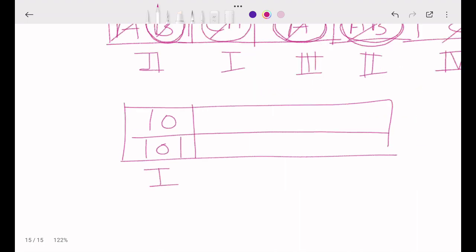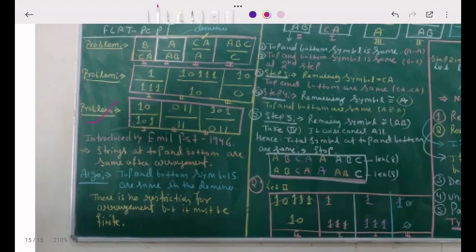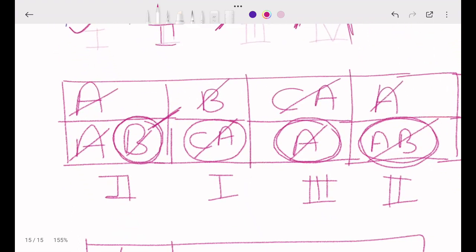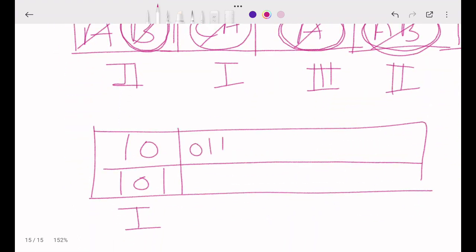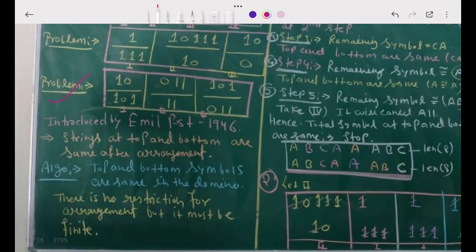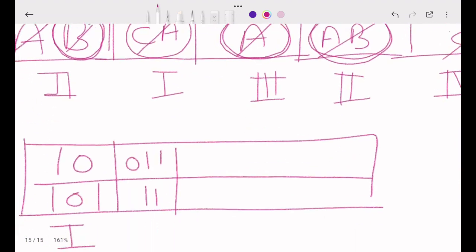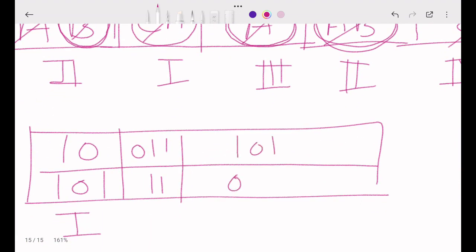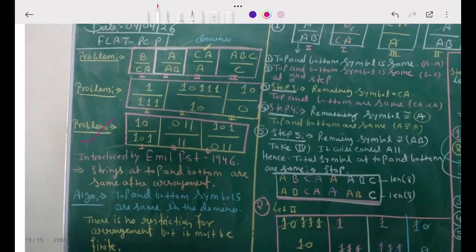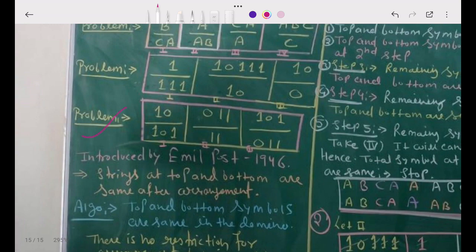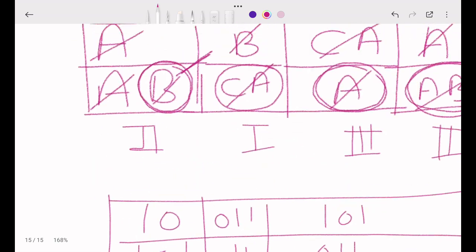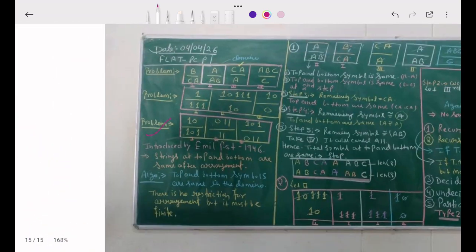This is the first domino. Now the second is 0 1 1 1 1, and the third is 1 0 1 1. I think you should check whether this is correct or not. If you do something wrong, then the problem will start. 1 0 1 0 1, then 0 1 1 1 1, 0 1 1 1 1, 1 0 1 1, 1 0 1 0 1 1.